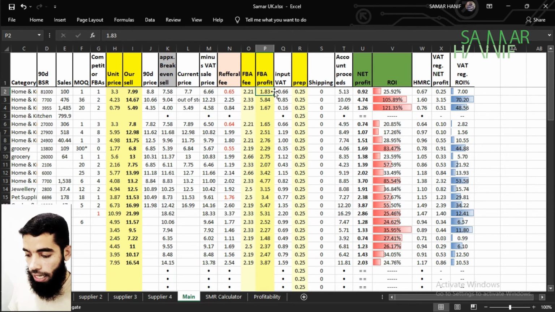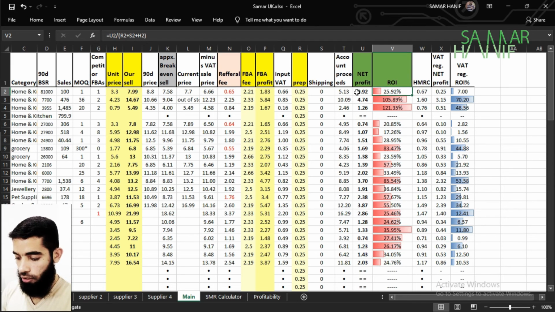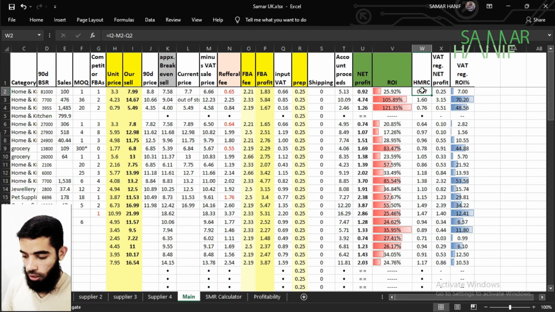This is the VAT that you pay to the supplier, as I explained earlier. This is the preparation cost. This is the total shipping cost from the supplier to the Amazon warehouse. This is the amount that Amazon will put into your account after all of its fees. Net profit and ROI are calculated the same way as I explained earlier. If you are 20% VAT registered, then this is the amount that you will pay to the HMRC, and this is the profit and ROI that you will get.